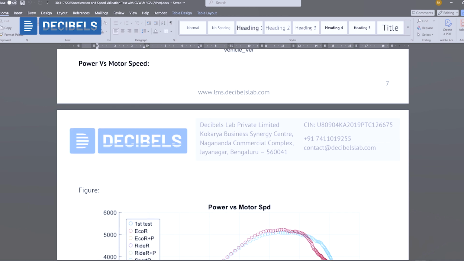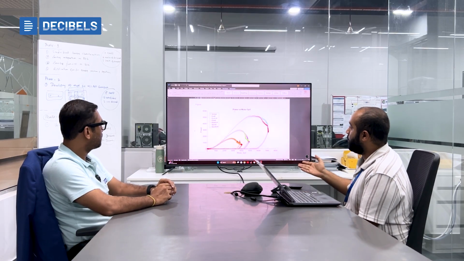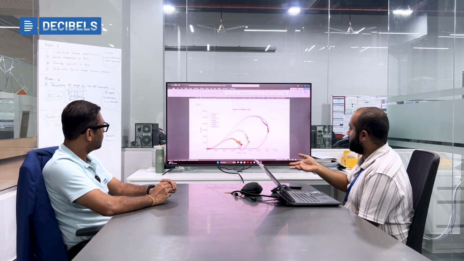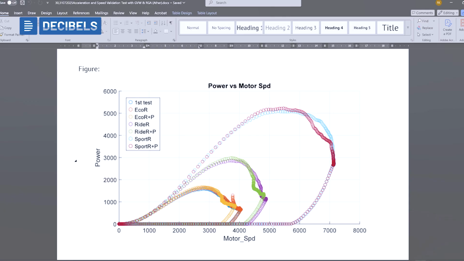This is one more very important parameter, where we plot power on the y-axis. In the previous graph it was the motor torque, and now it is power, with respect to the motor speed. Here we can see the maximum power is achieved around 5,000 RPM motor speed. That is where the maximum power is being delivered. And this also changes with respect to the different modes.